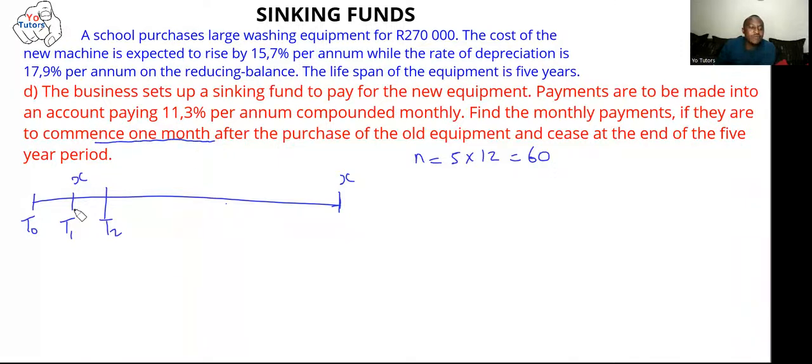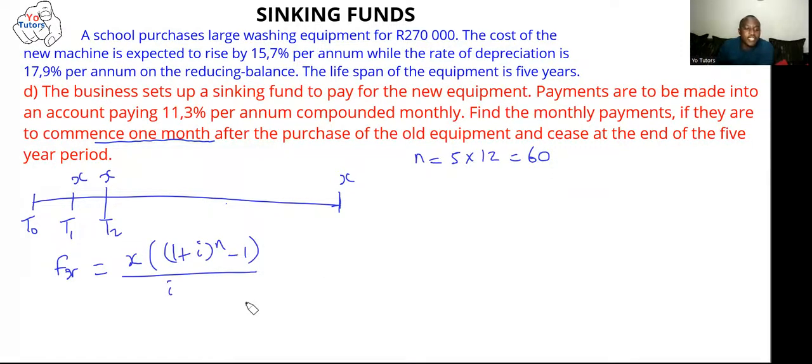If they say it immediately, we're going to put it on T0. And if you attended the second lecture, lesson 2, I think you understand what we mean now. So in this case, we are looking for X. Using our formula, FV is equal to X times ((1 plus I) to the power of n minus 1) over I. We'll be looking for X.